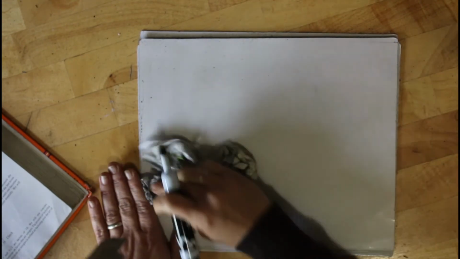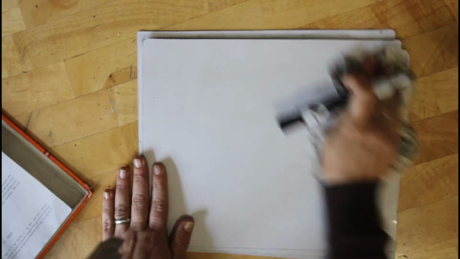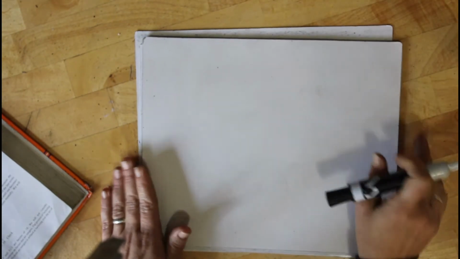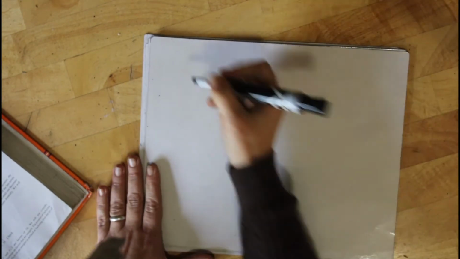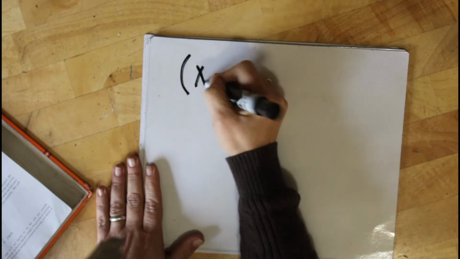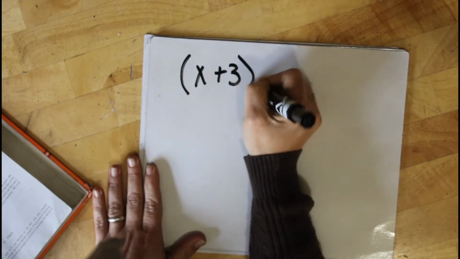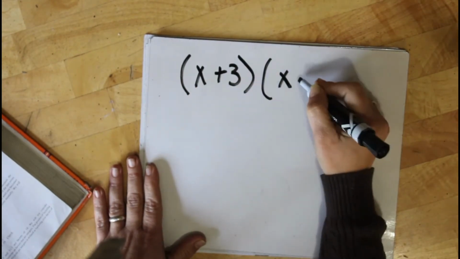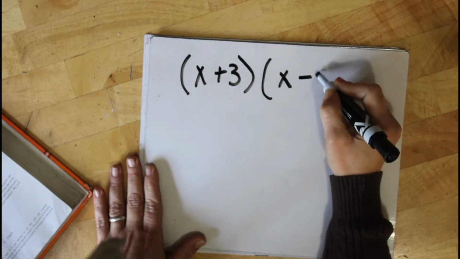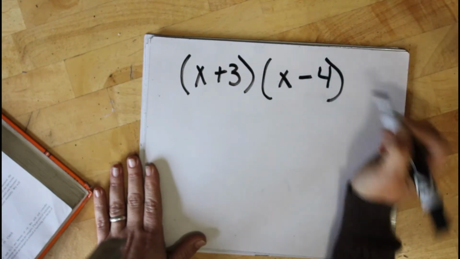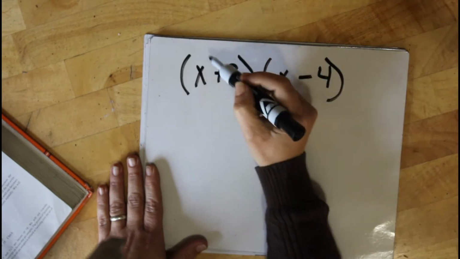Alright, it gets a little bit more complicated when you start using negative numbers. So first we'll practice multiplying two binomials. One of them is going to have a negative in there. So something like x plus 3 times x minus 4. Alright, so x plus 3 times x minus 4.